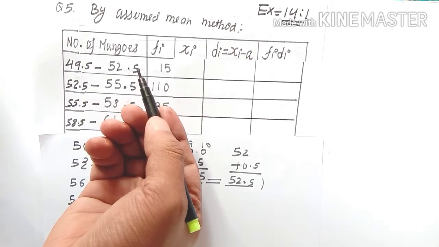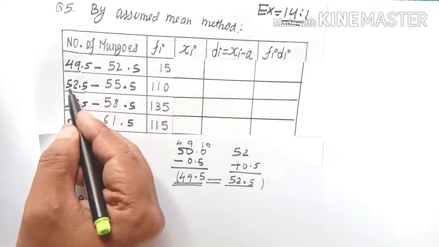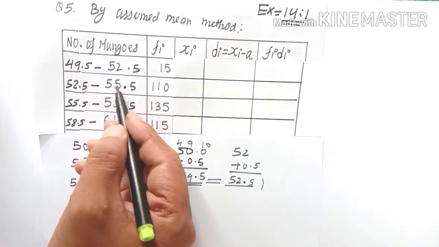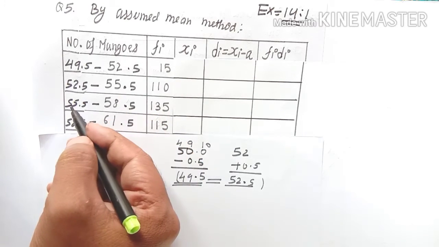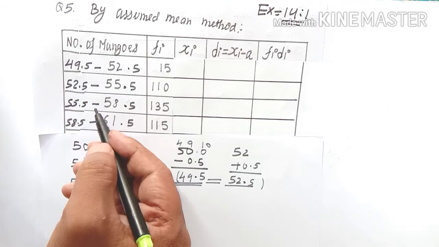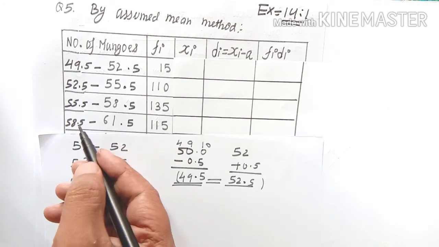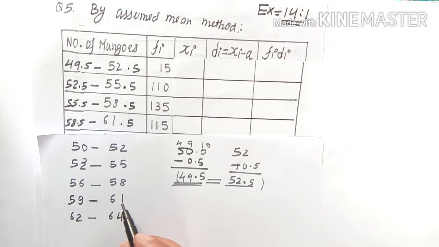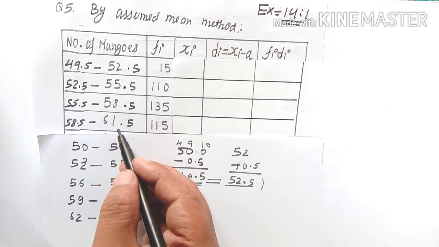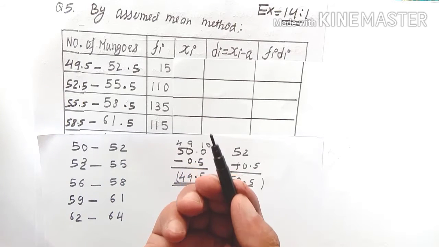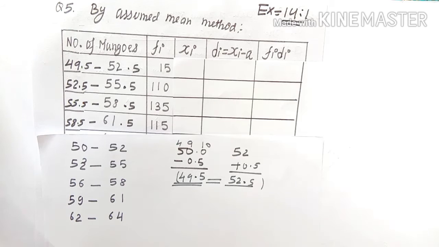Since we are converting into continuous, you have to start with this value 52.5. For 55, just put 0.5 to convert into continuous. With this value, bring down 55.5, and to the upper class limit you can add 0.5. Again 58.5, and the upper class limit 61, just add 0.5. That is how we get 61.5 and so on. Now the frequency, you copy exactly from the question.